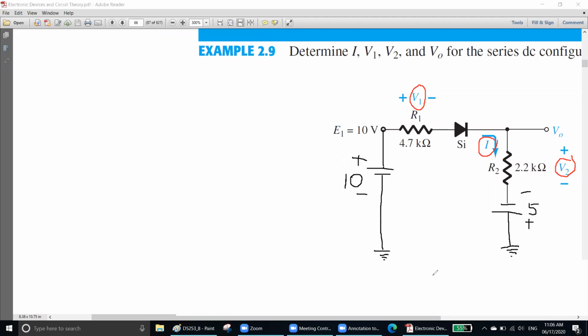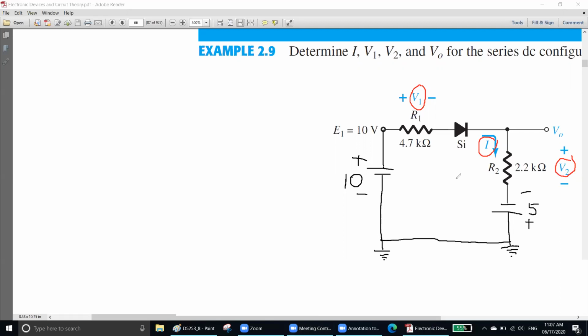Who didn't understand this? Anyone? I believe you understand all of this, right? Plus 10 means plus will be connected, minus is ground. Minus 5 means minus is connected, plus is ground, right? So here we have two grounds. We can actually combine them together, no problem, because all of them are ground.